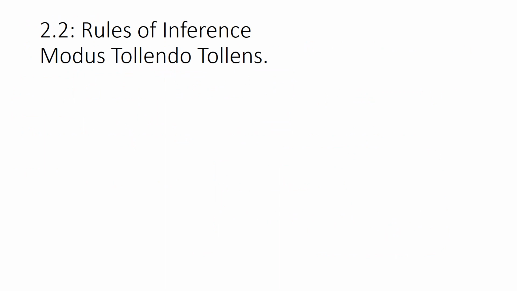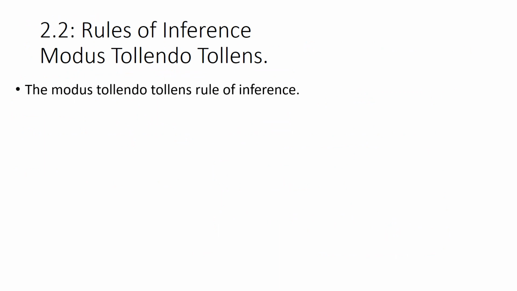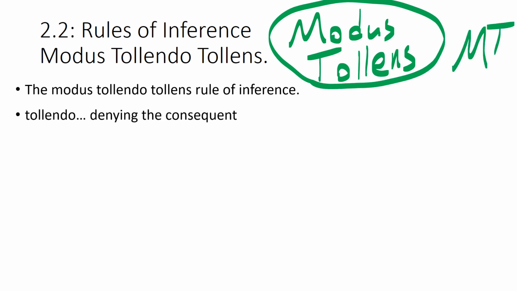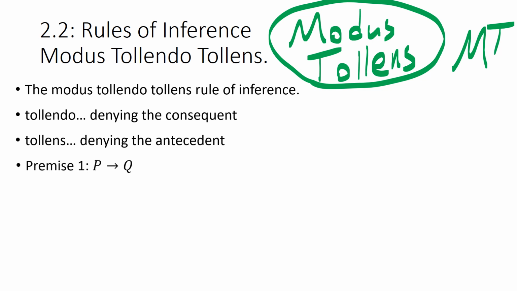The last rule of inference for this video will be modus tollens, or simply modus tollens for short. And modus tollens we will abbreviate as MT. Now when considering modus tollens, tollendo means denying the consequent, and tollens means denying the antecedent. Like modus ponens, we start with the major premise, if P, then Q. The second premise states Q is not the case, and from that, we derive the conclusion, not P.